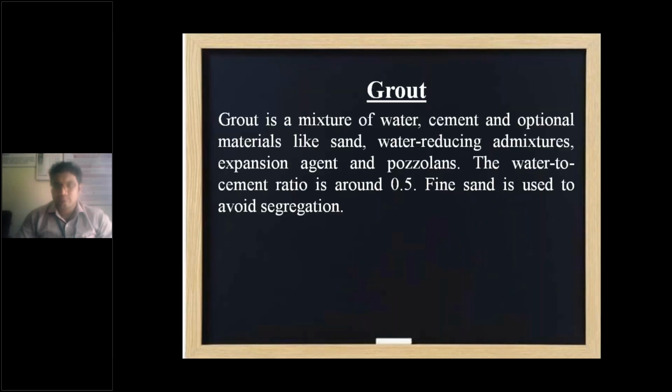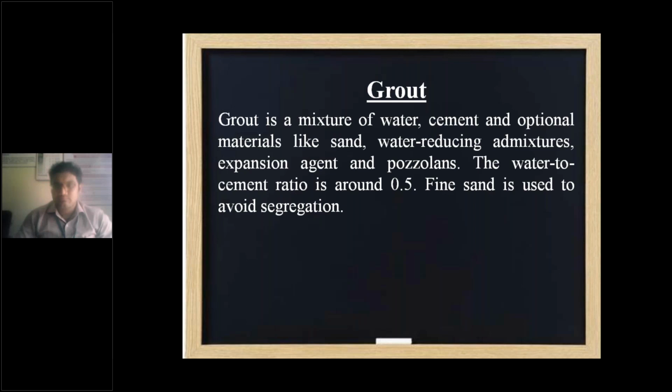So finally, at the end of the system, you have seen how the grouting was done with the help of a cement paste, cement slurry. Okay, so they add some admixture into that, and they will try to fill the HDPE pipe, which we call the duct or sheathing, with the grouting material. So here grout is a mixture of water, cement, and optional materials like sand, and they will add water reducing admixtures also into it, and some kind of expansion agents. Okay, and pozzolanas are going to be added in the grout.